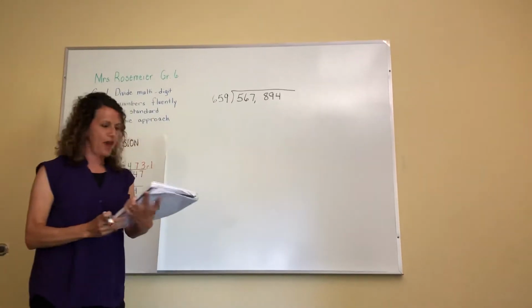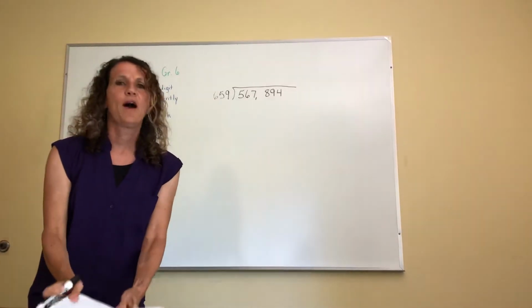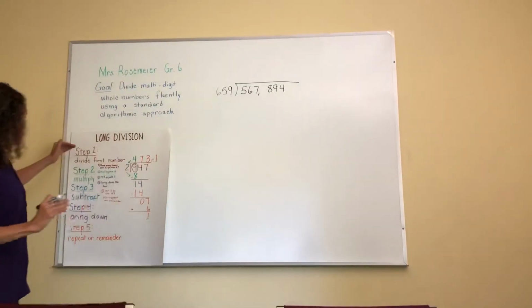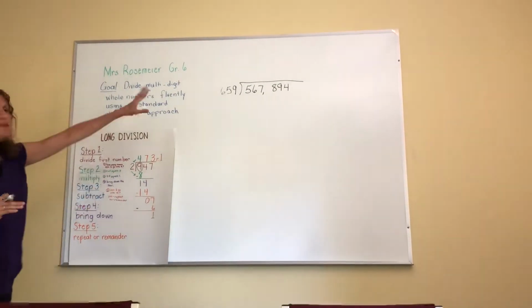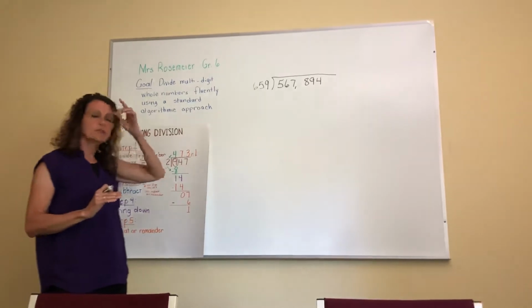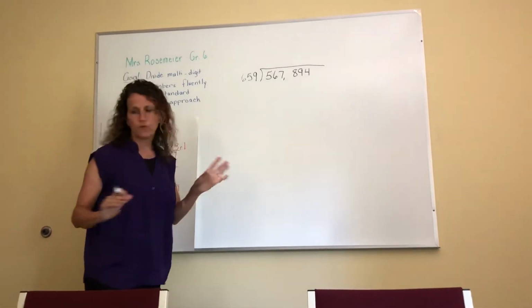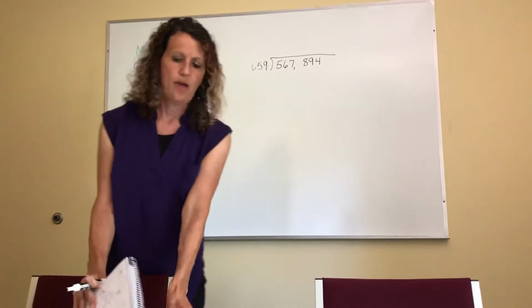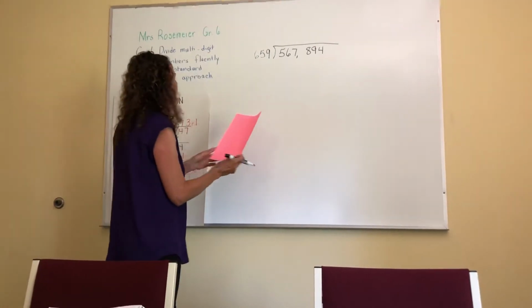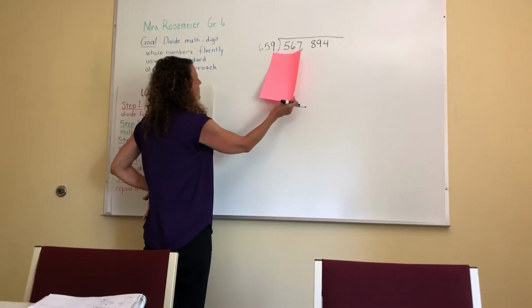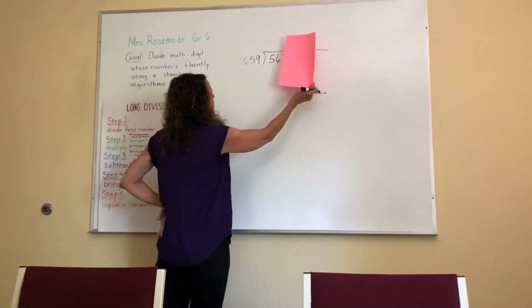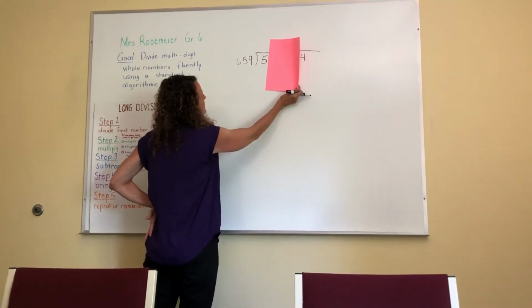All right, so now we're going to go step by step through this problem several times until we find the quotient or the answer. All right, so the first thing we're going to do is we're going to see. Now, 659, will that go into 5? No.